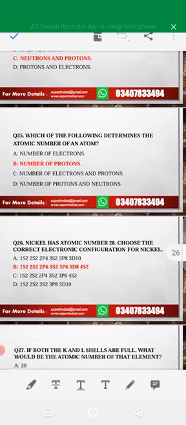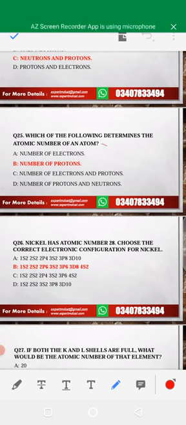Next, question number 25. Which of the following determines the atomic number of an atom? Definitely, atomic number is actually the number of protons. So option B would be the correct answer.